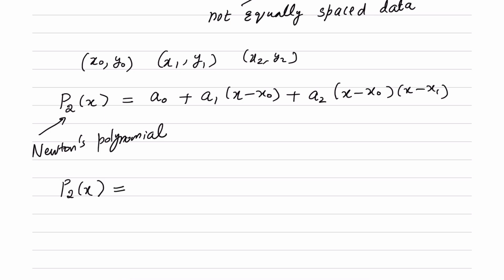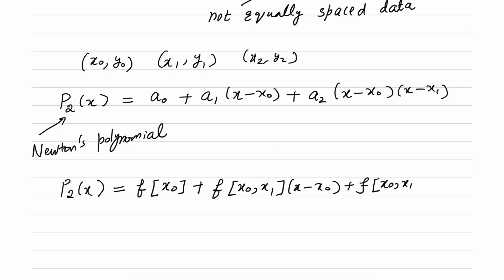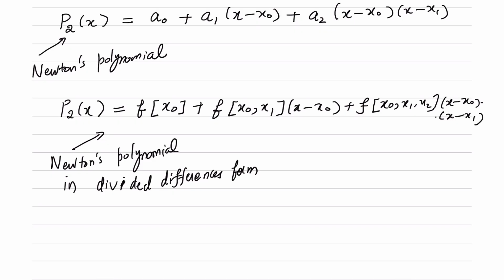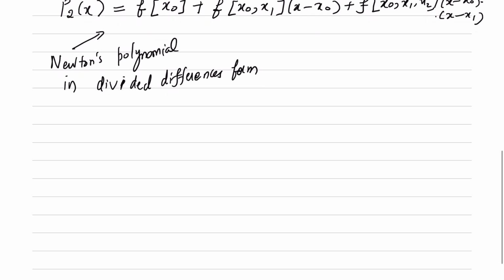We know that a0 in divided difference operator notation is f of square bracket x0. a1 is f of square bracket x0 x1, with x minus x0, and a2 is f of square bracket x0 x1 x2. So this is the polynomial in divided differences form. To plug in the divided differences here, the values of f of x0, f of x0 x1, f of x0 x1 x2, we will have to construct the divided differences table.